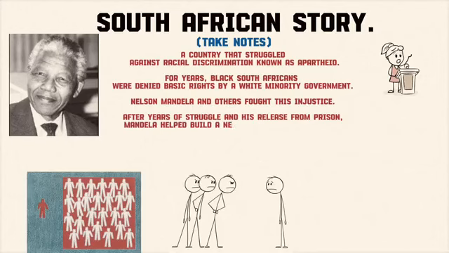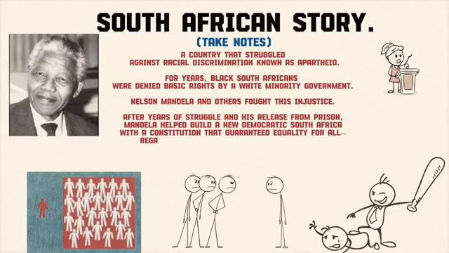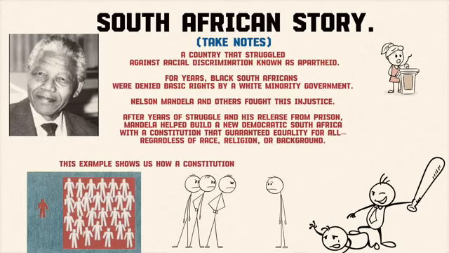After years of struggle and his release from prison, Mandela helped build a new democratic South Africa with a constitution that guaranteed equality for all, regardless of race, religion, or background. This example shows us how a constitution becomes a symbol of justice and change.